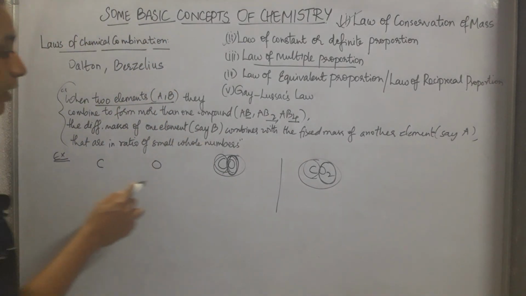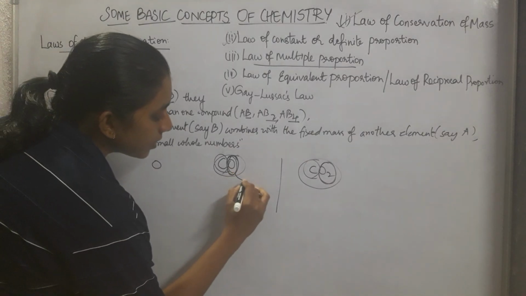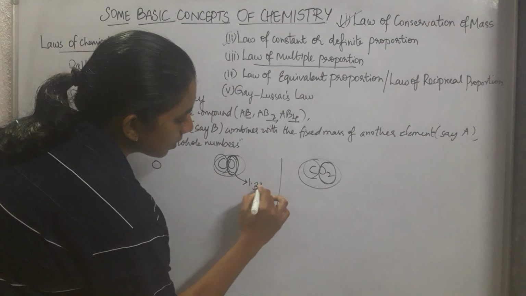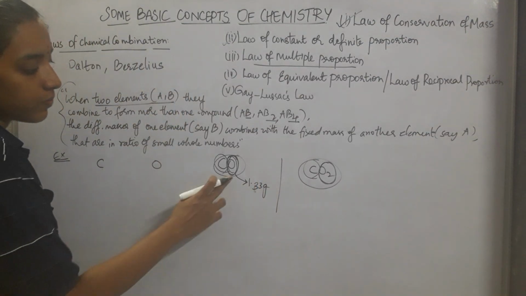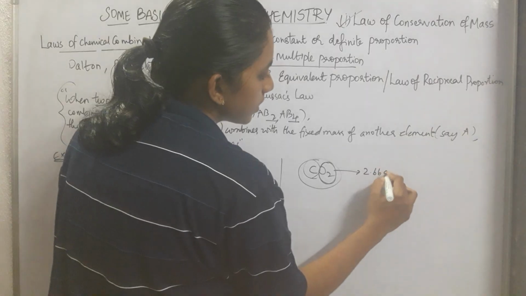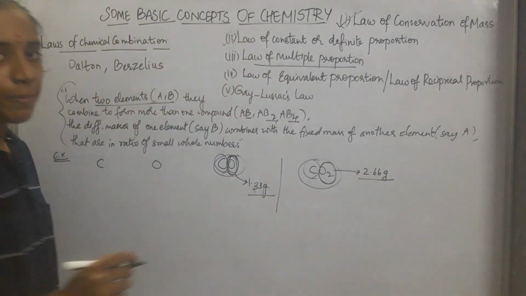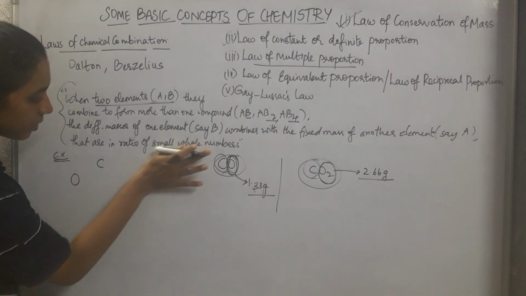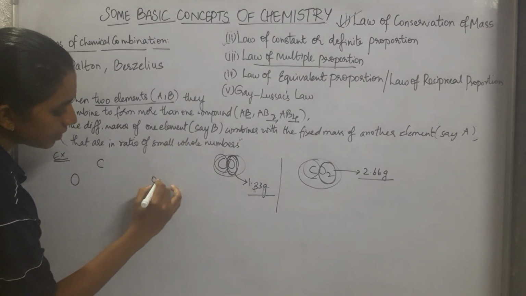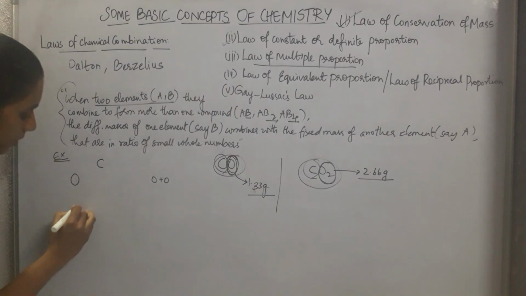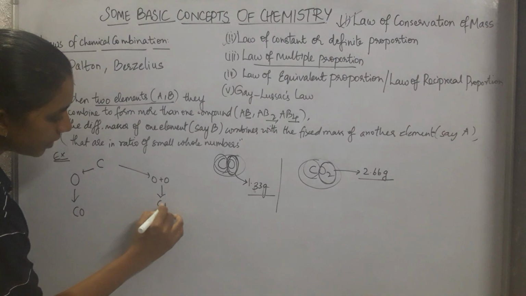Right. So what happens here? We'll take one oxygen weight as 1.33 grams. So if one oxygen is 1.33, then two oxygen is 2.66 grams. So when one carbon reacts with one oxygen, and when one carbon reacts with two oxygens, what happens? Here we have carbon monoxide and here we have carbon dioxide.